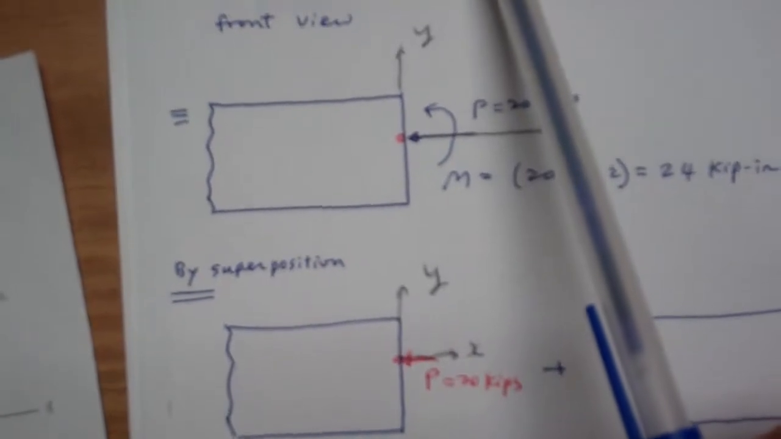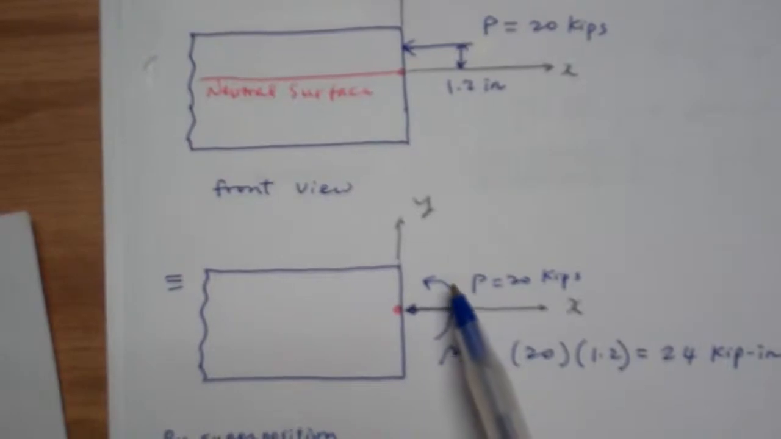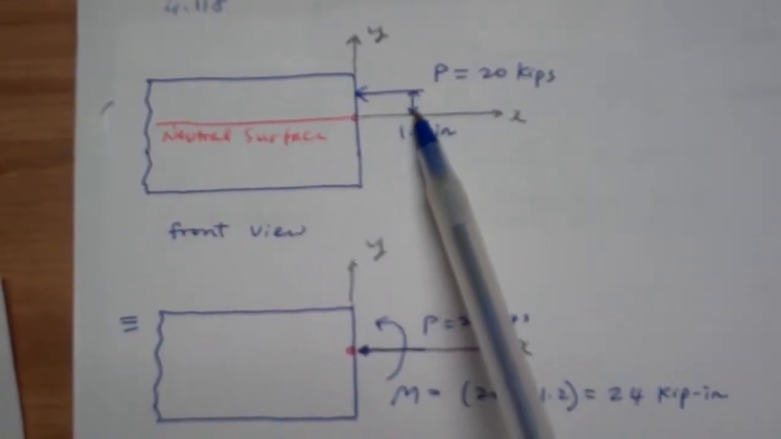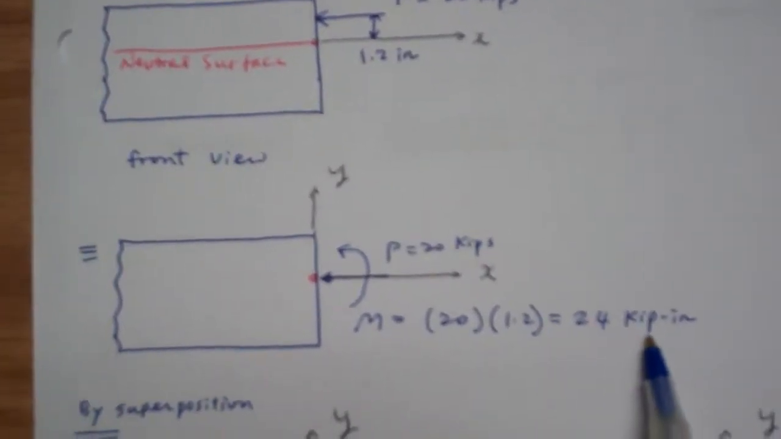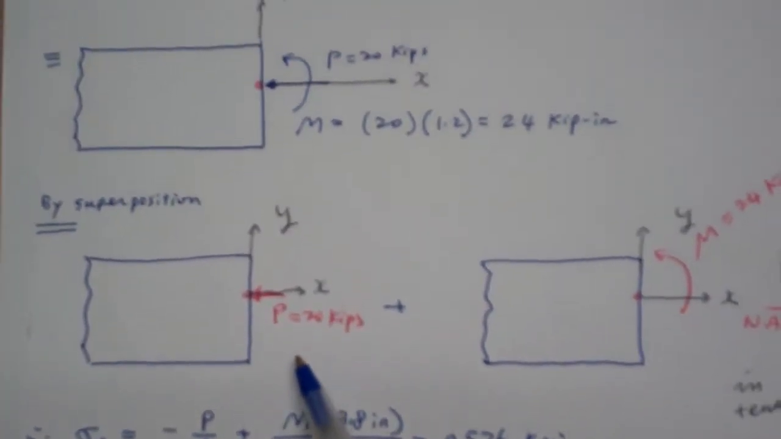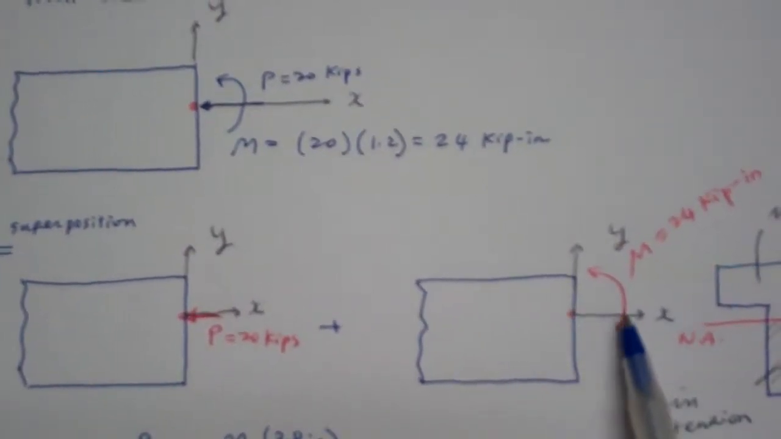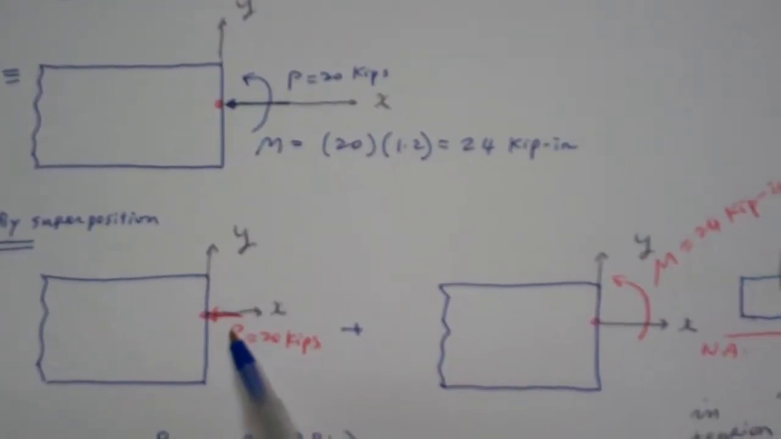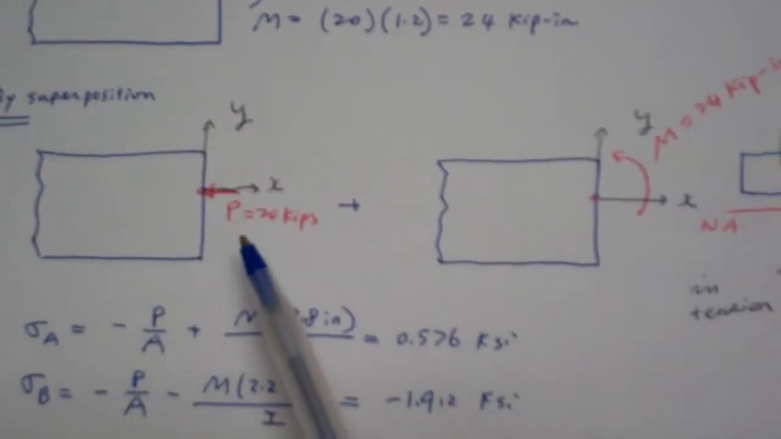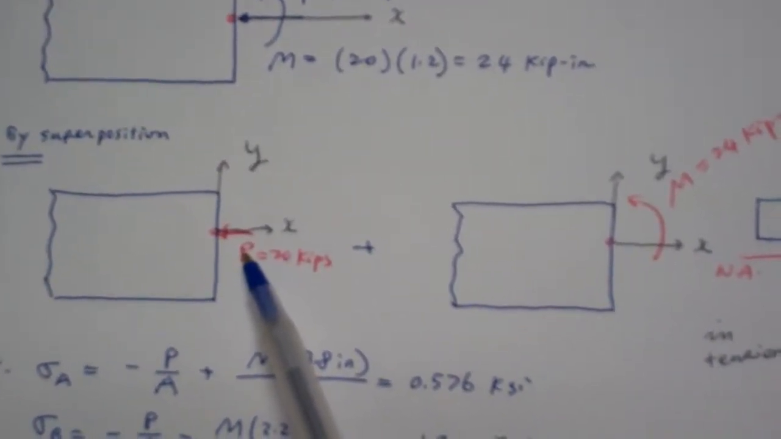We decompose this loading into the combination of the axial loading and the moment, where the moment is equal to P multiplied by the distance. With the two loadings, we superpose two loading conditions: one is axial loading, one is pure bending. The axial loading problem is a chapter 2 topic, so the stress can be calculated by dividing P by A.